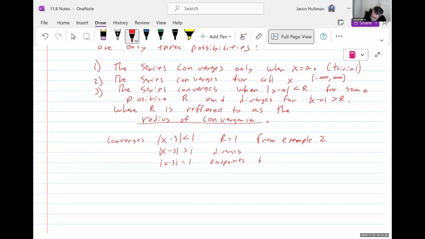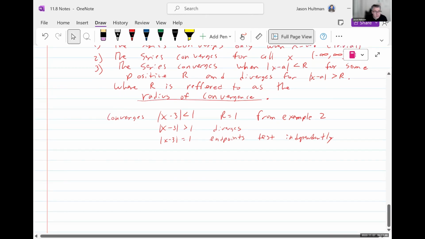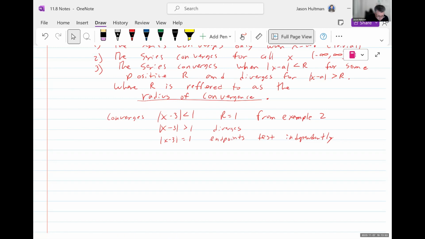we need to test them independently. Okay, test them independently, which is what we did. We tested 2 and 4. So let's do another one of those.